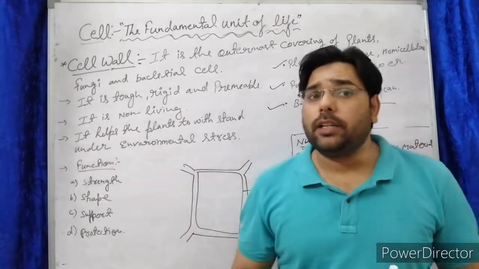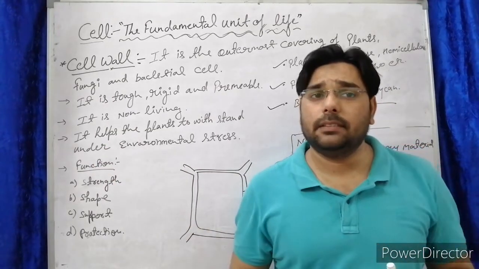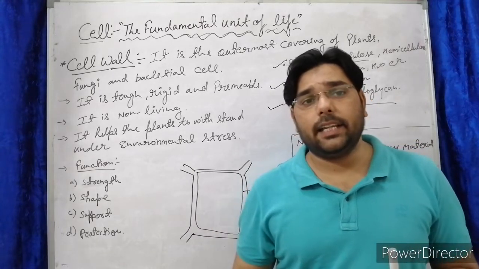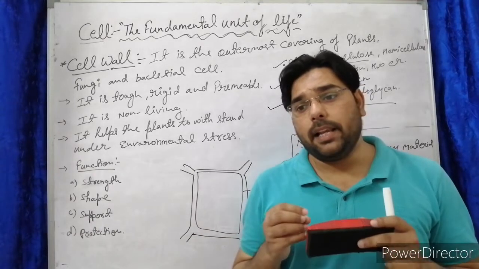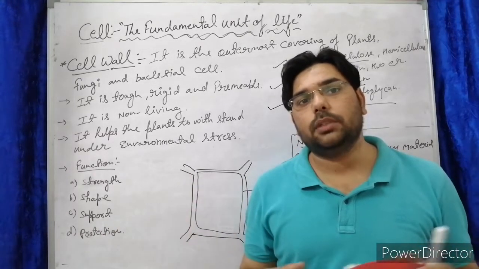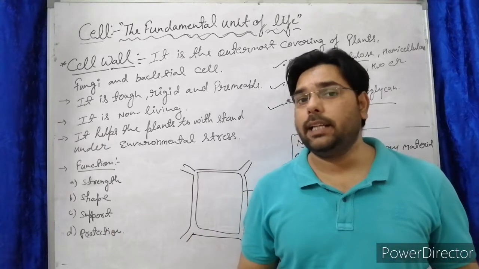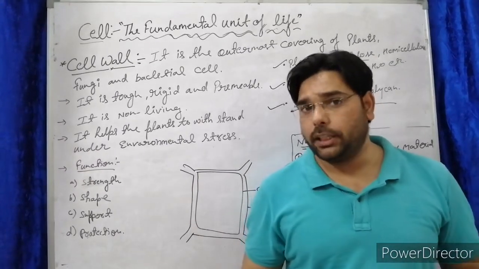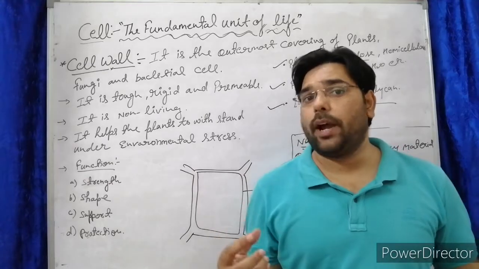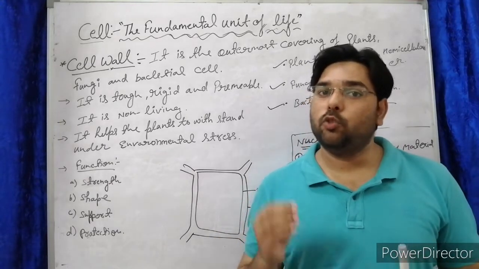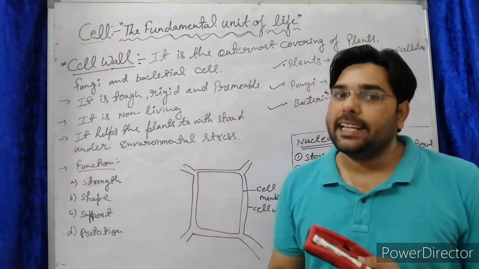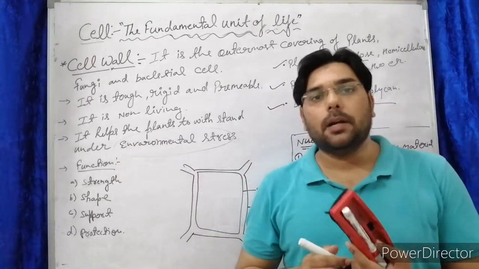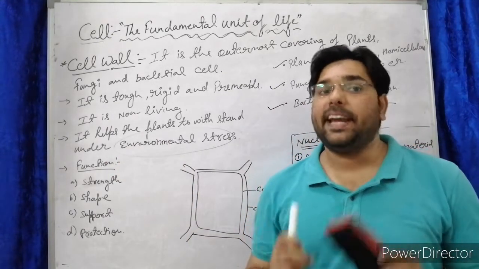What is the function? Why does the animal cell not have a cell wall but the plant cell does? Let us take an example. Suppose it rains: animals rush out of the rain and go into the shade because they can move, but plants cannot move, so they stay there and need additional protection. So the cell wall provides the plant additional protection to withstand environmental stress like rain, heat and cold. Under environmental stress, it provides the plant mechanical support.